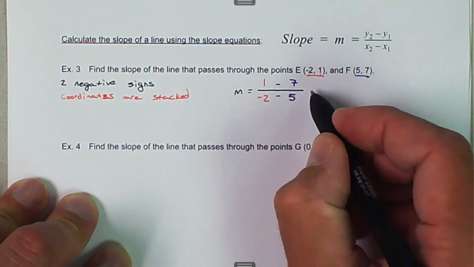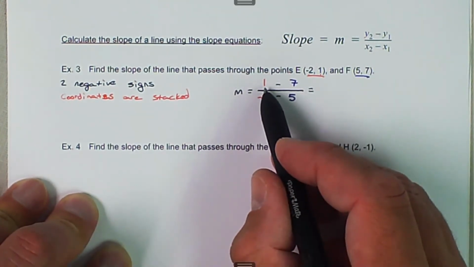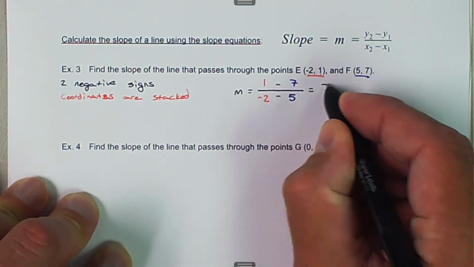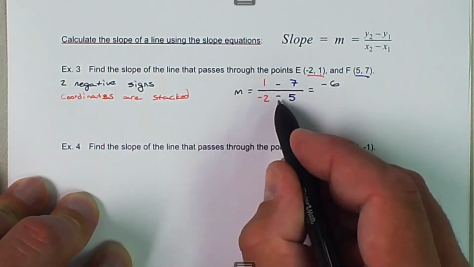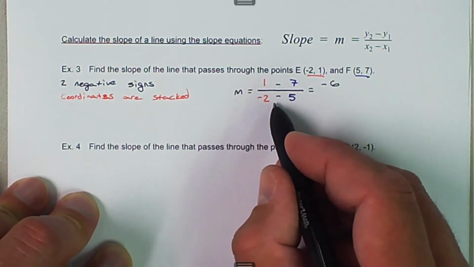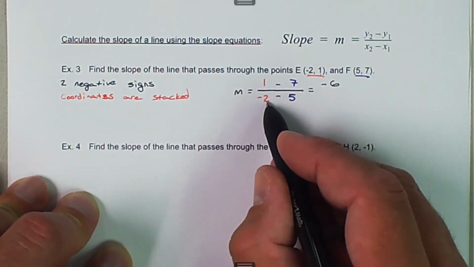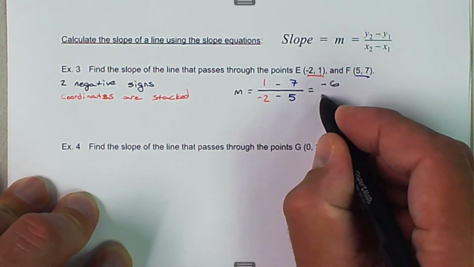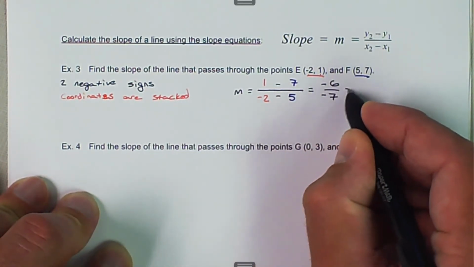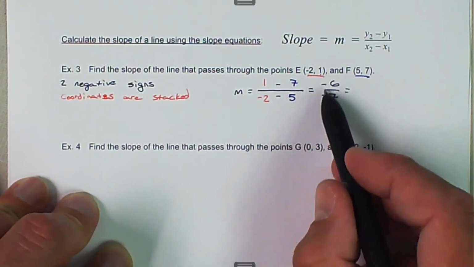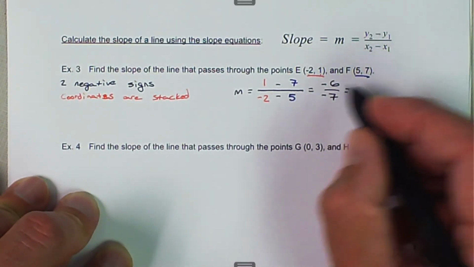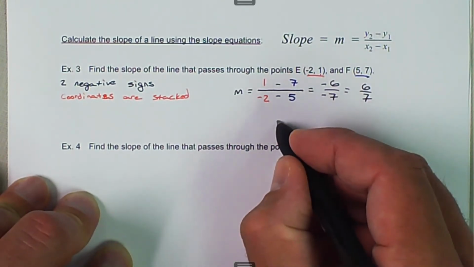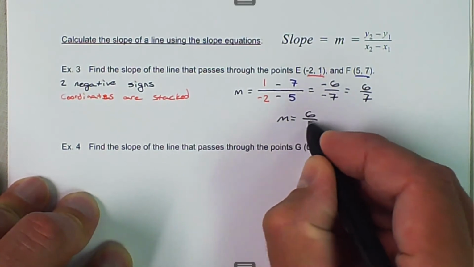And then we just go ahead and do that math. So 1 minus 7 is negative 6. And negative 2 minus 5, they're both negative. So add them. So 2 plus 5 is 7. And keep the signs, that's negative 7. And we don't have to reduce this or get a decimal, but we do have to simplify this. So negative divided by negative is positive, so that's 6 over 7. And so our slope is equal to 6 over 7.